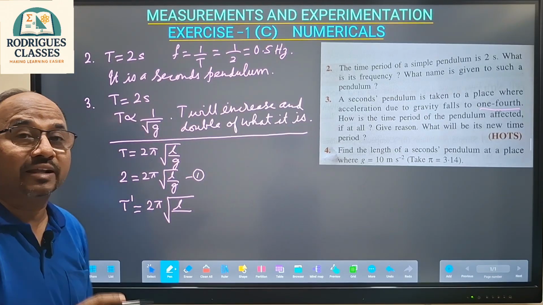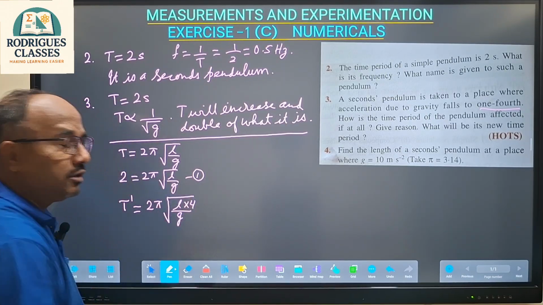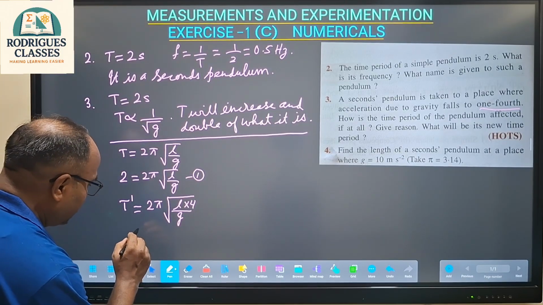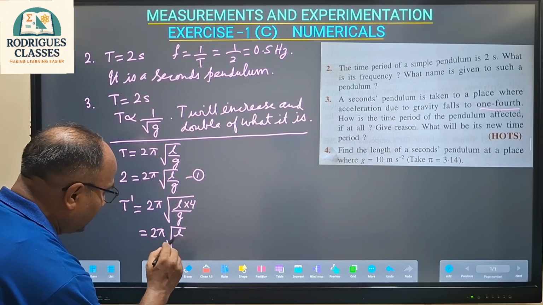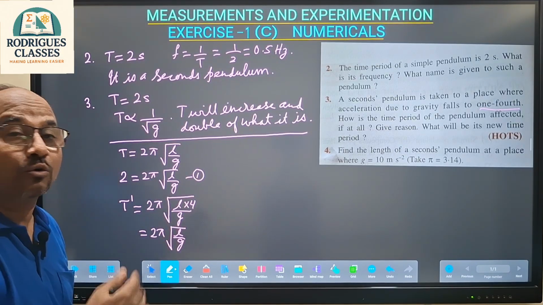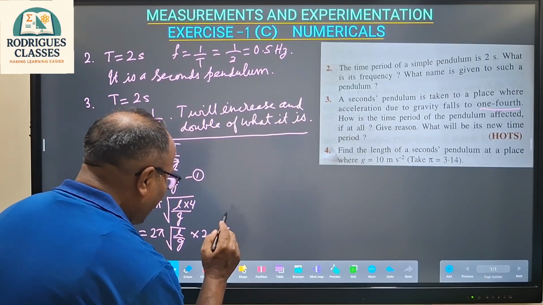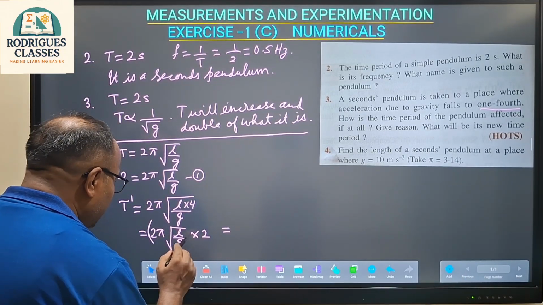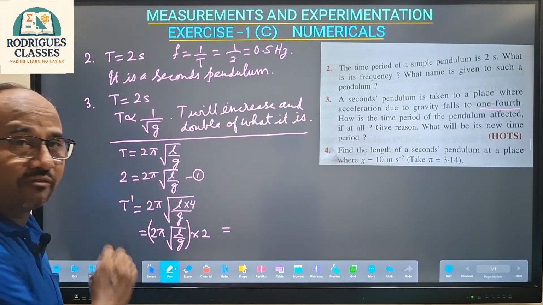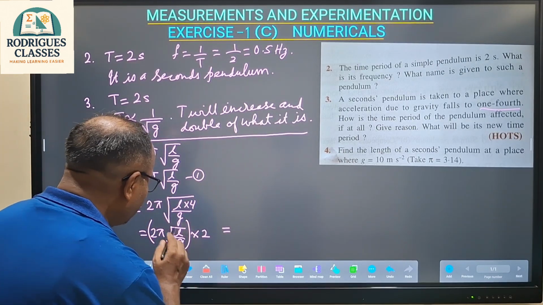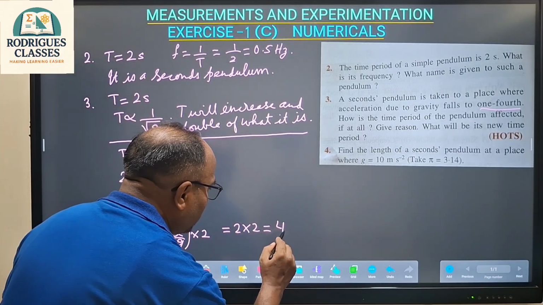Now G will be written as G by 4. So G here and 4 comes into the numerator. Now I can write this as 2 pi root over L by G, and this 4 goes outside the root. So square root of 4 is 2. Then this part, 2 pi root over L by G, from equation 1 you have the value as 2. So for this part I will write 2 into 2, so that becomes 4 seconds.